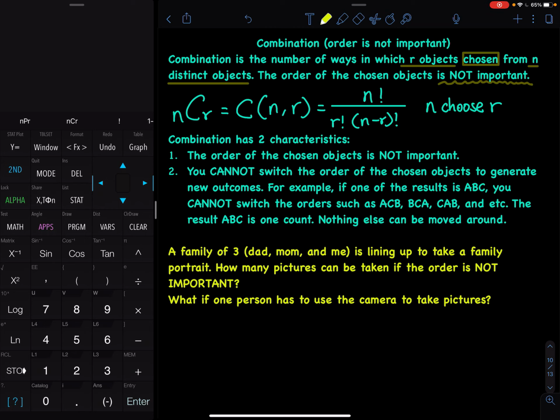Combination is a very popular counting technique. It is the number of ways in which r objects can be chosen from n distinct objects. The order of the chosen objects is not important. The combination formula, there are three ways to write it.